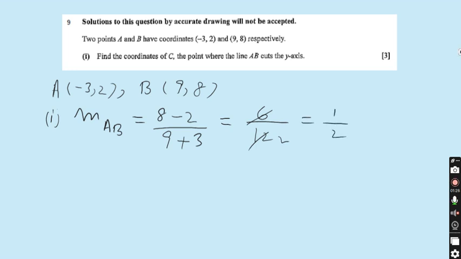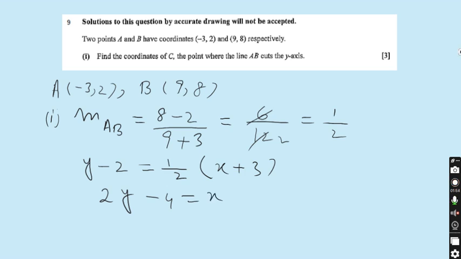Now we are using the equation y minus y1 is equal to m times x minus x1. You can take any one of the coordinates A or B. So I am taking A. So y minus y1, that is y minus 2, is equal to m, 1 upon 2, times x minus x1. x1 is -3, so minus becomes plus 3. So 2 into y is 2y, 2 twos are 4, equal to x plus 3. So 2y minus x is equal to 4 plus 3, which is 7. This is the equation of the line AB.